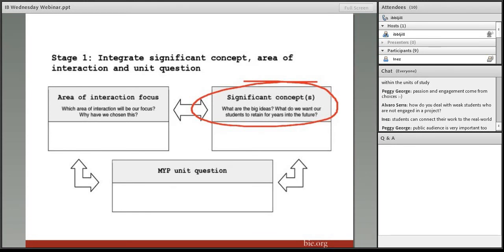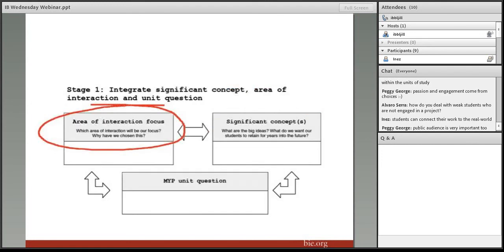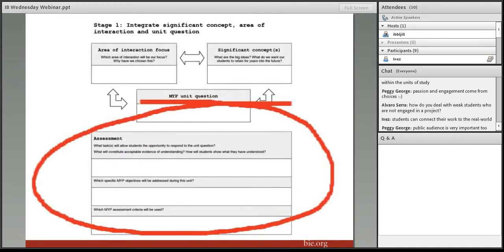And then once we develop our significant concepts based on our content, what area of interaction are we going to focus on? What authentic, real-world elements are we going to connect for our students? What lens are we going to have them look at the IB experience, the MYP experience through? Because those culminate in a specific assessment that's based on the MYP unit question. Oops, our little red circle should be up a little bit further. But our MYP unit question is born out of our area of interaction and significant concepts.